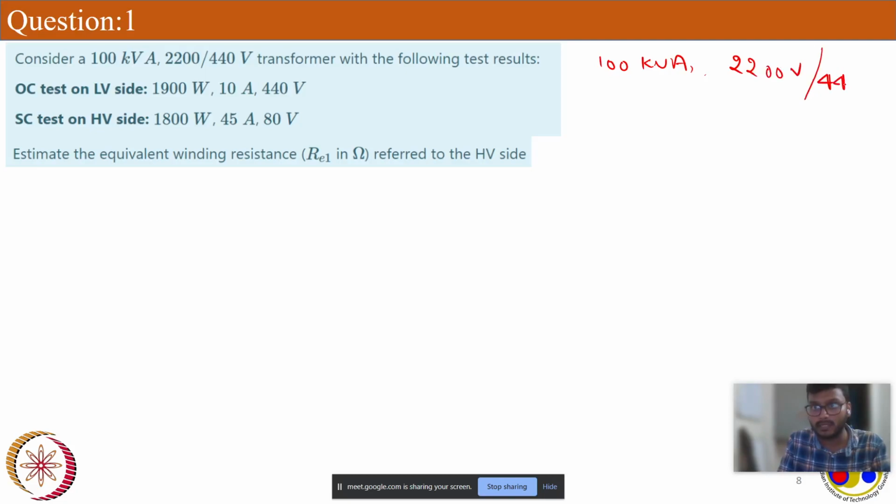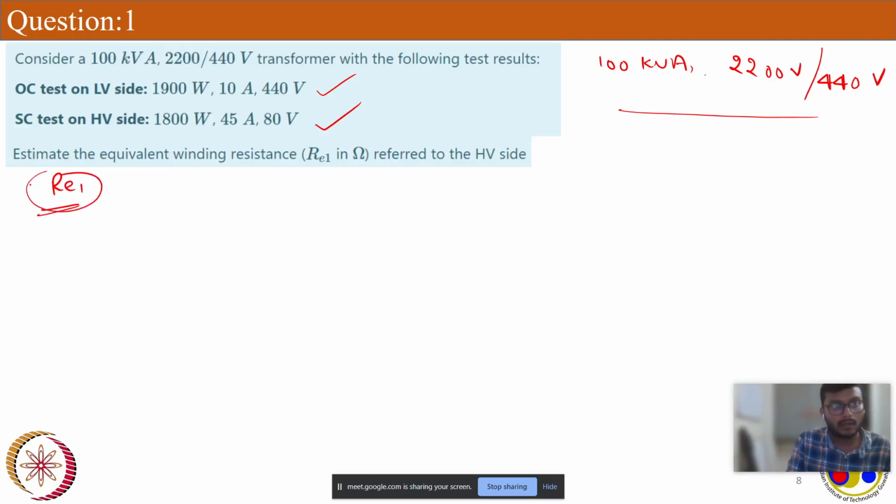It is clearly the high voltage side. 440 volts, it's the low voltage side. Now, this is my rating, and we are provided with OC test and SC test results. Simple. Now, we are asked to find all the equivalent circuit parameters. So what is the first question here?